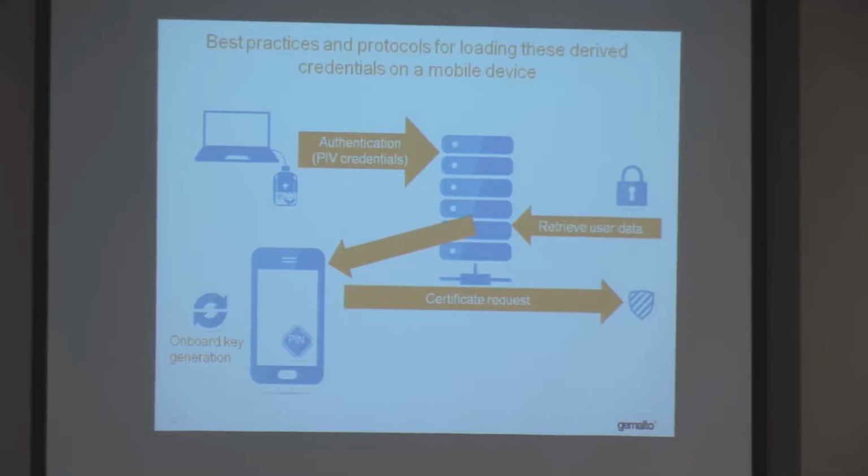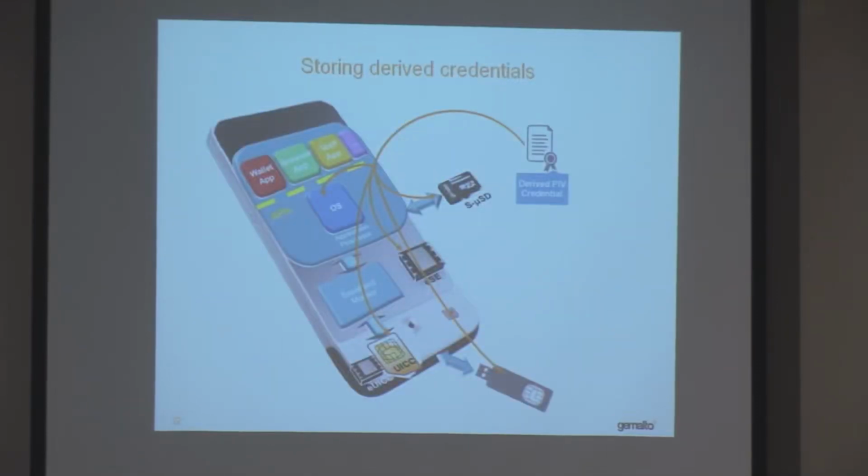Then, as we've seen earlier, we have a certificate request that will be issued to a certification authority based on those new sets of keys, and it will be loaded onto the secure element. So that's an example of loading. Now, where could all those derived credentials be loaded?